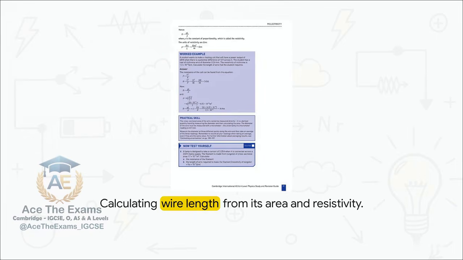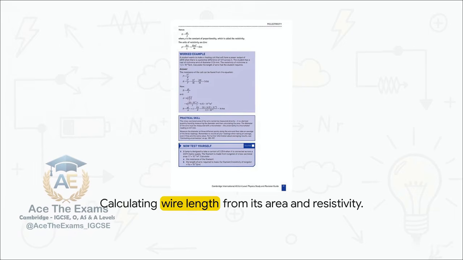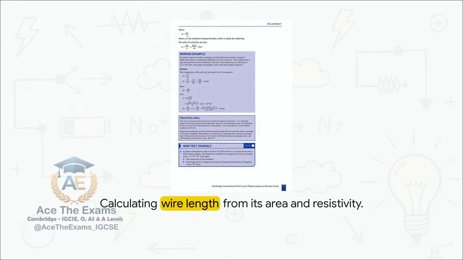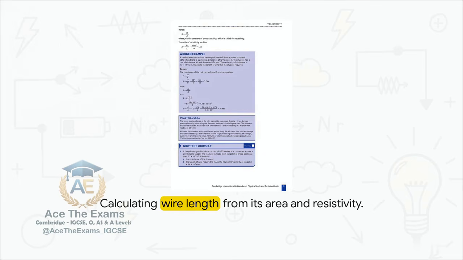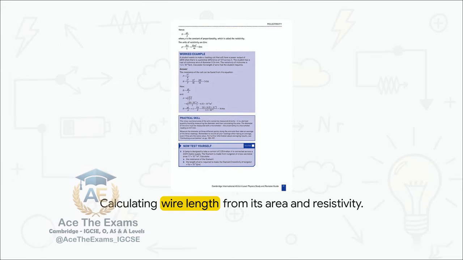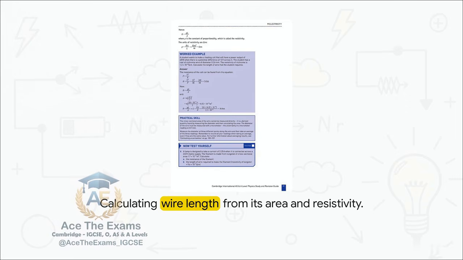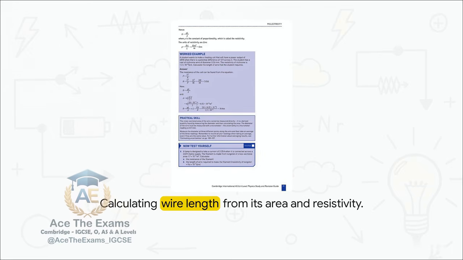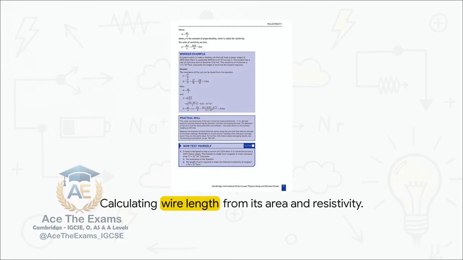Let's look at a practical application of this, because this formula is guaranteed to show up in your practical papers, Paper 3 or Paper 5. Let's say you are calculating the length of nichrome wire needed to build a heating coil, and you need the cross-sectional area. Here's the catch. You cannot measure area directly. It's a derived quantity. In a real lab setting, you would use a micrometer screw gauge to measure the diameter of the wire.